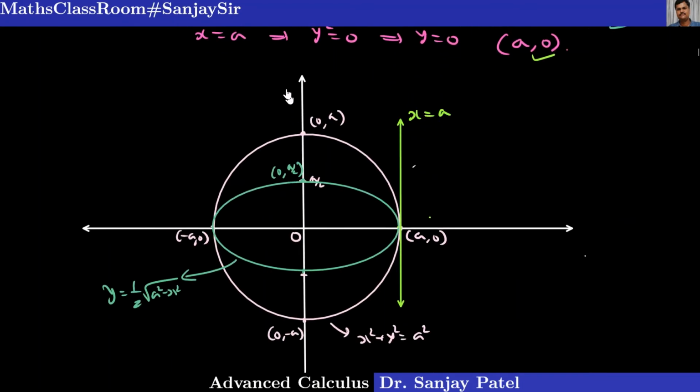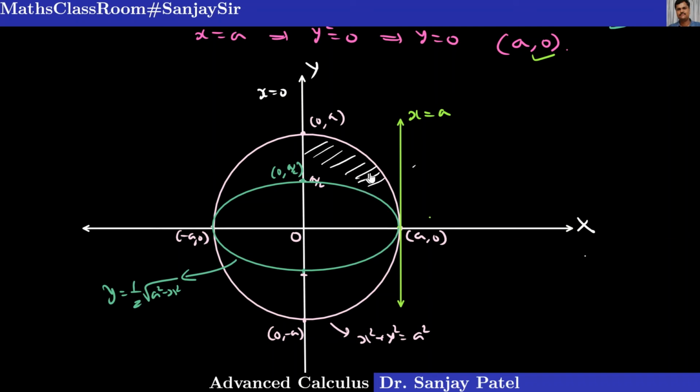This is x equal to a. This is y-axis. So its equation is say x equal to 0. This is y-axis. This is x-axis. And our region of integration is the area bounded between the line x equal to 0, x equal to a, the ellipse, and this circle, and in that positive quadrant, that is in the first quadrant. So this is the region of integration. This is the region of integration.